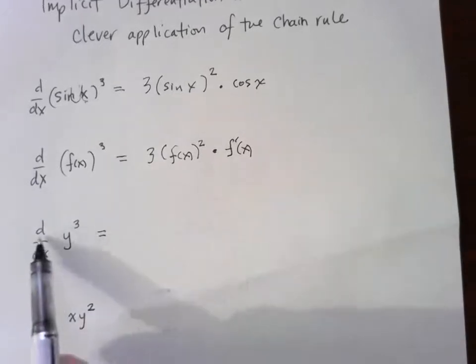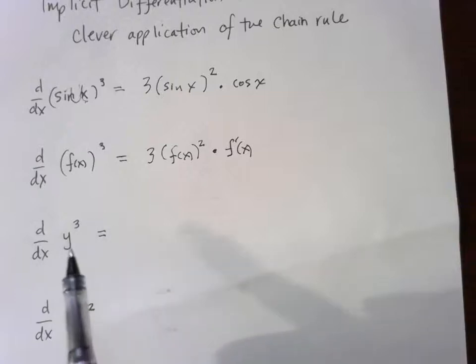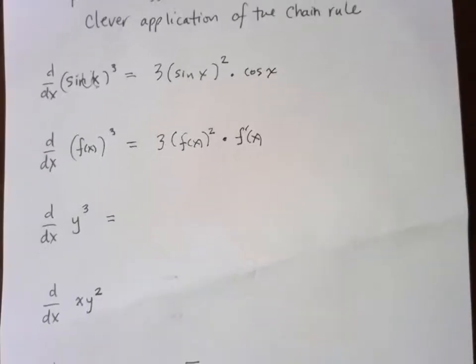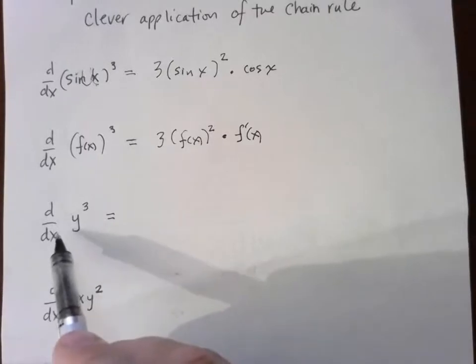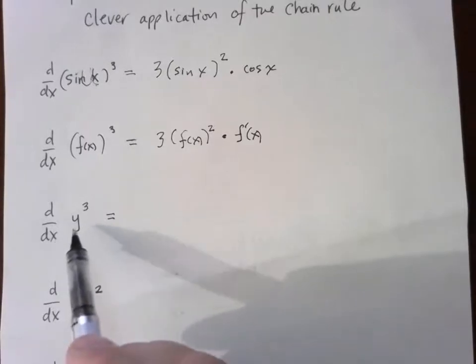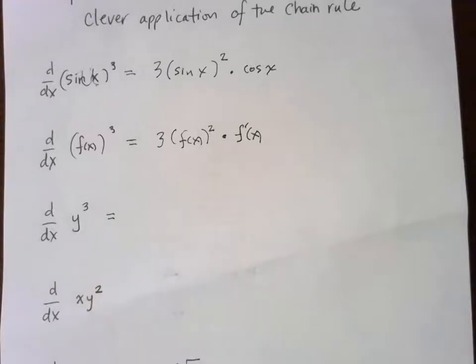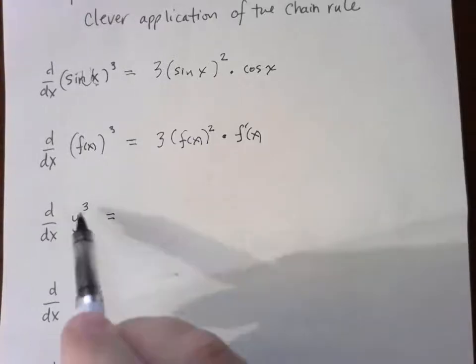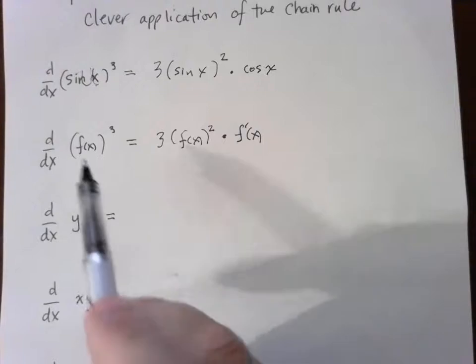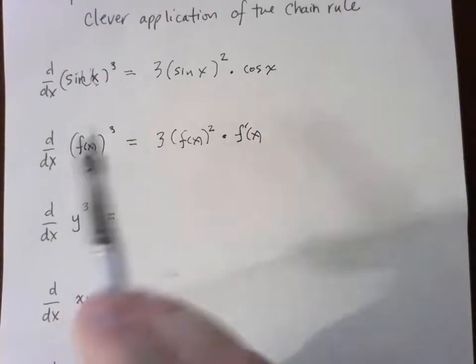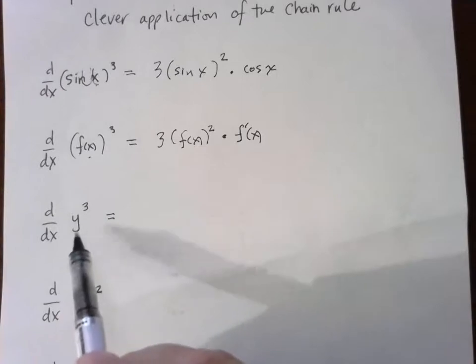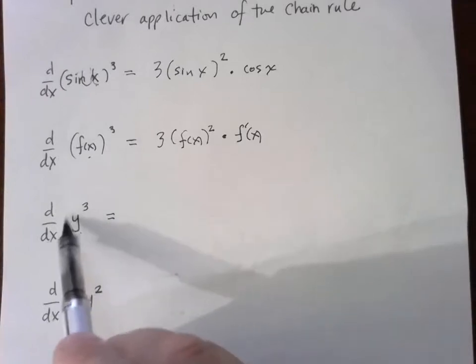Let's say I want to take the derivative with respect to x of y cubed. And I know from context that y here is not a constant with respect to x. In other words, if x changes, y has to change, but it changes in an unspecified way. I don't know exactly how y explicitly depends on x. I use the chain rule to compute this derivative. In fact, this is exactly the same as this. Here the unknown function is called f of x. Here the unknown function is called y. Y depends on x, so y is a function of x.